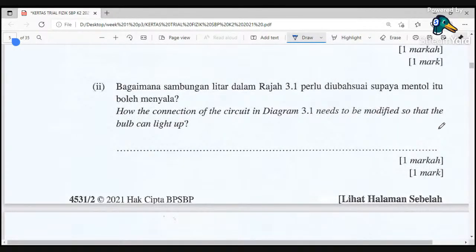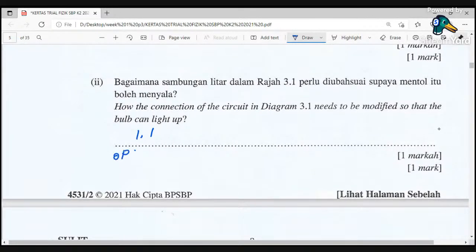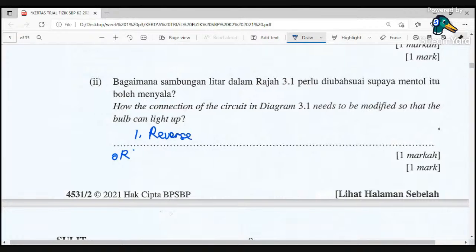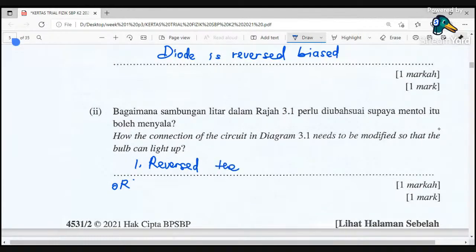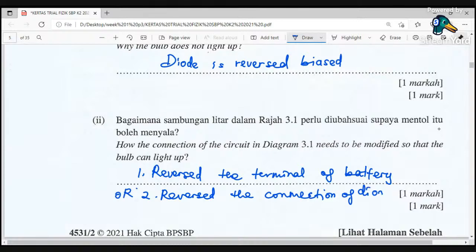How the circuit needs to be modified. So you can reverse the connection, or the dual method, or reverse the terminal of battery, or reverse the connection of diode. Reverse the diode so that it becomes forward bias.